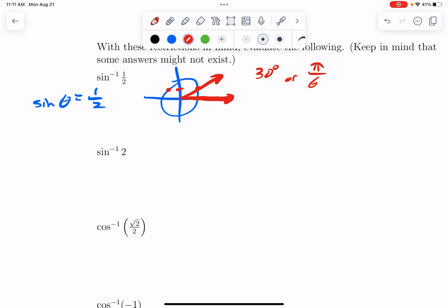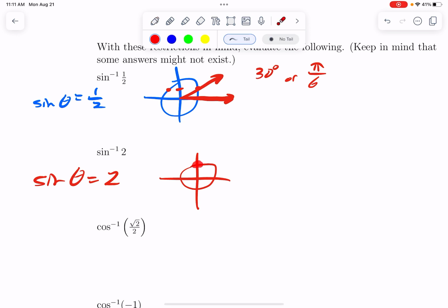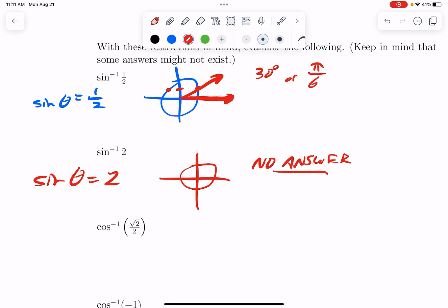Now, inverse sine of 2, that means sine of some angle is 2. Well, is that possible? This is a y-coordinate on the unit circle. The very top of the unit circle is at y equals 1. There is no place where we get y equals 2 on the unit circle. So here, there's simply no answer. You could say undefined, does not exist, no answer. Anything that communicates that this doesn't exist. You could say 2 is not in the domain.